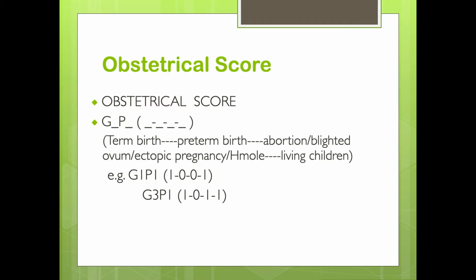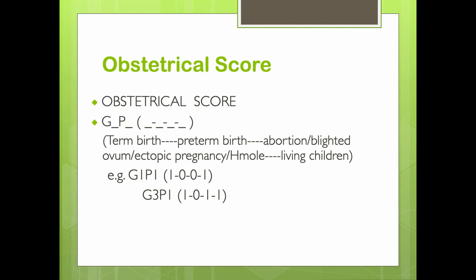We have an example here. Gravida 1, para 1, 1001. What does that obstetrical score mean? It means the patient had one pregnancy, and para 1, one pregnancy that went beyond 20 weeks age of gestation, with the first number, one term birth. There are no preterm births, no abortions, with one living child.